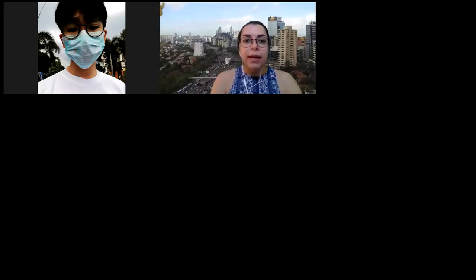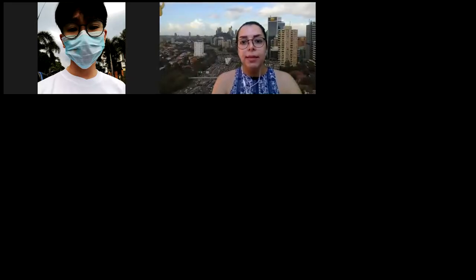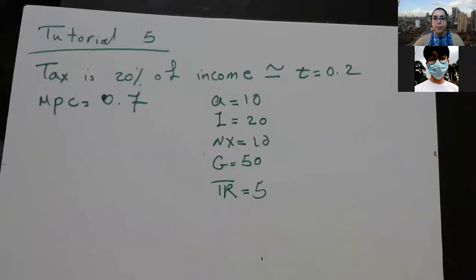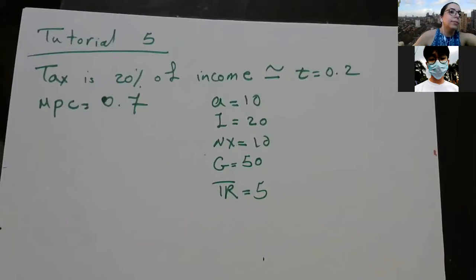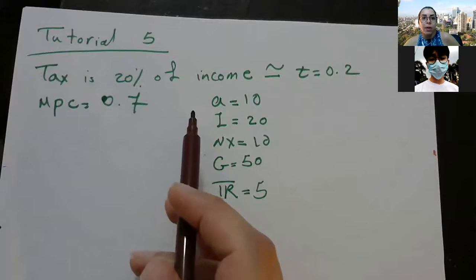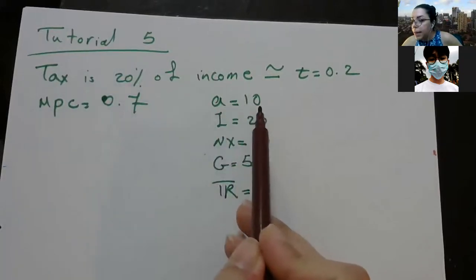Whatever is given in the question, the first easy thing that we can do is write it down for ourselves. It means that we want to summarize what is given. So let's summarize it. What is given? It is saying that the autonomous consumption is A, equal to 10.